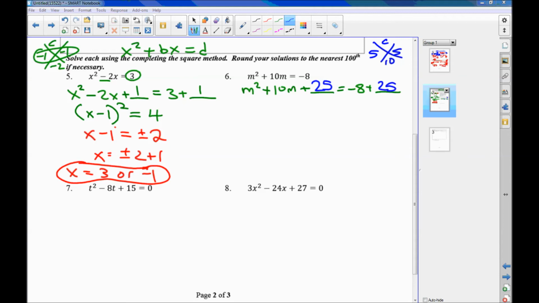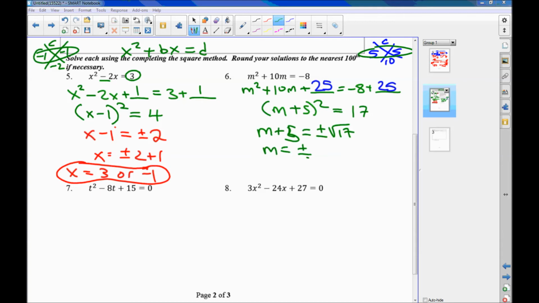All right, then I can factor this. This side's going to factor into m plus 5 squared. We have two 5s, so it's the same thing twice, equals -8 plus 25, and -8 plus 25 is 17. Okay, so I'm going to square root both sides. m plus 5 equals plus or minus the square root of 17. And then I'll move the 5 over.